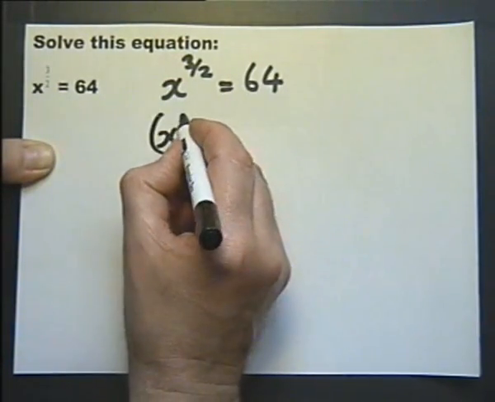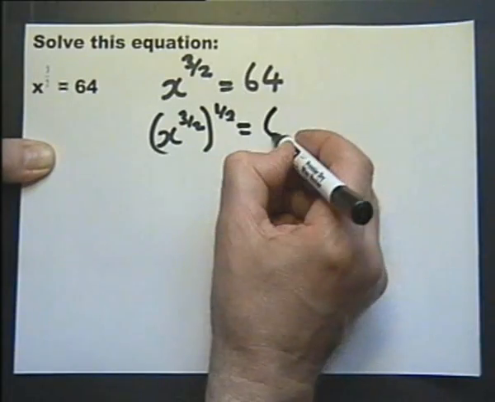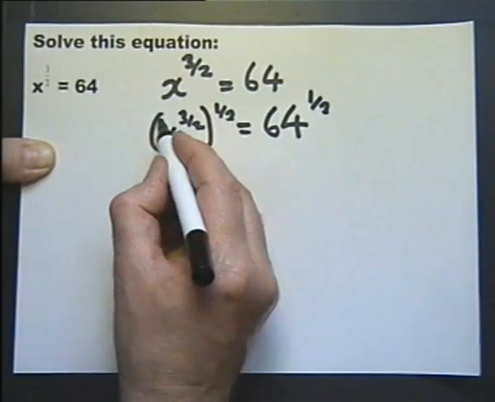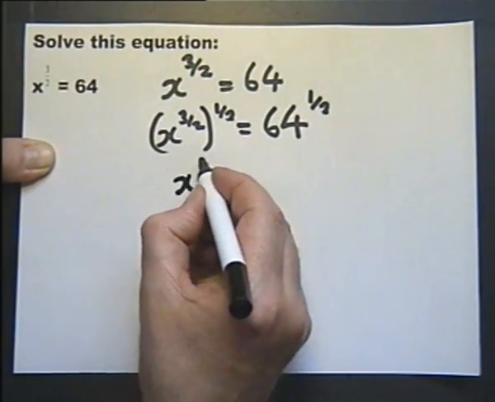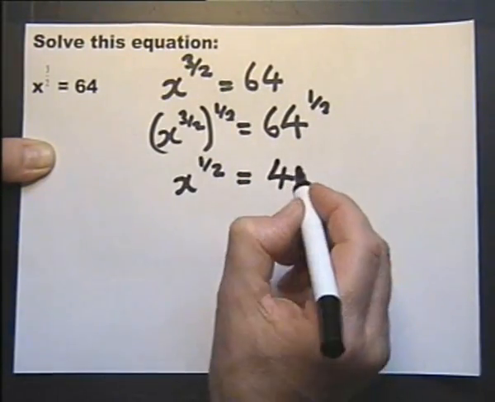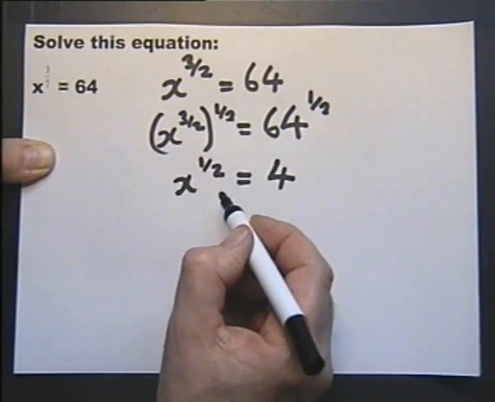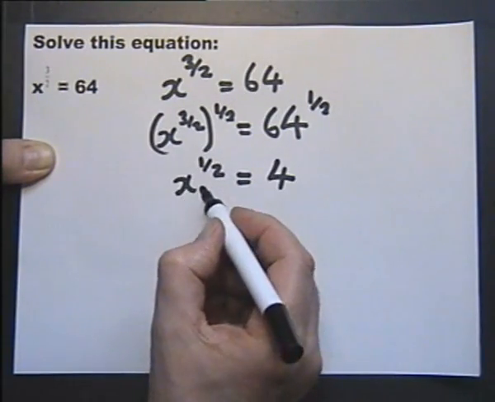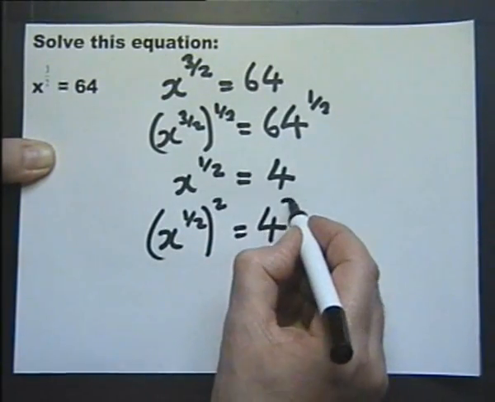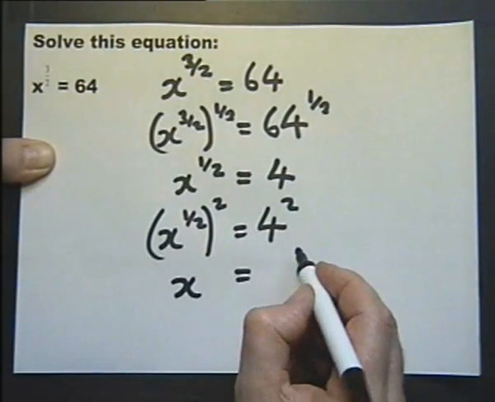In other words, raise this side to the power a third, that will cube root it, and raise this side to the power a third, that will cube root it. So the cube root of this will give me x to the power a half, and the cube root of the 64 will give me 4, because 4 times 4 times 4 is 64. Now we need to get rid of the power a half, in other words, get rid of the square root of x. To do that, we need to square both sides. If we square the square root of x, we'll get x. And if we square the 4, we'll get 16.